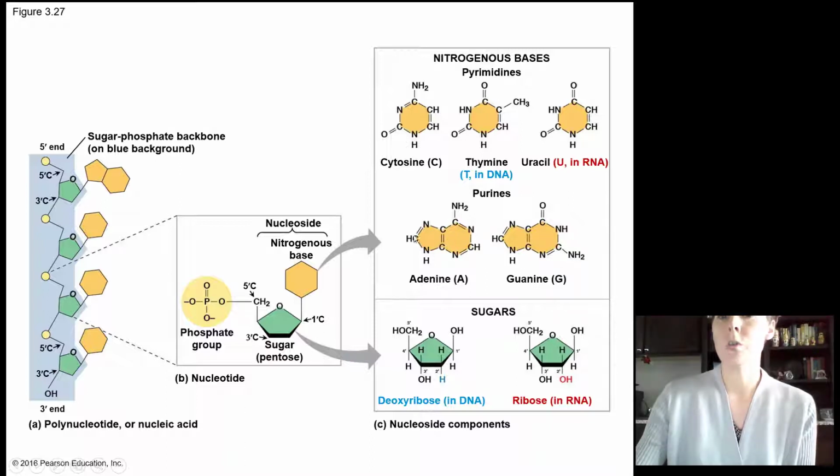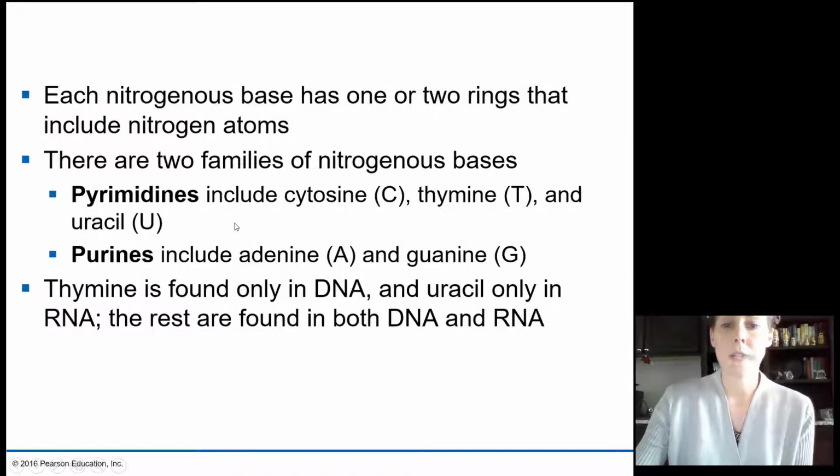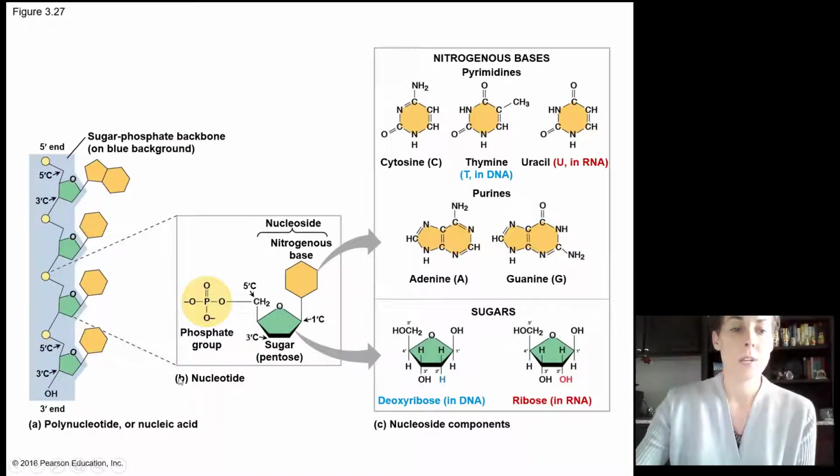Purines are made up of 2 carbon circles, even though it's a shorter word. Thymine is only found in DNA, and uracil is only found in RNA, and the rest are found in both DNA and RNA. So here's our strand of DNA. Another thing that the video, I stopped it before it really got too much into it, is that we have a 5' end and a 3' end.